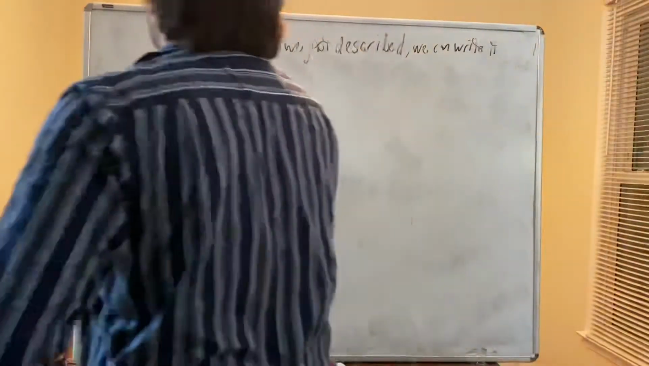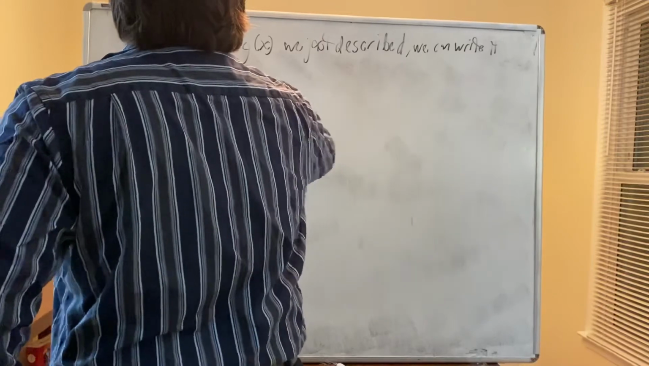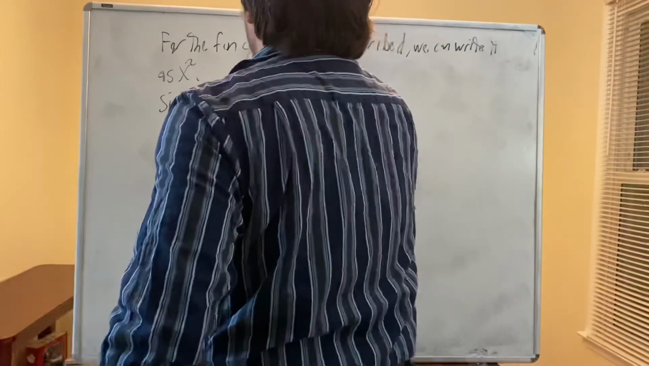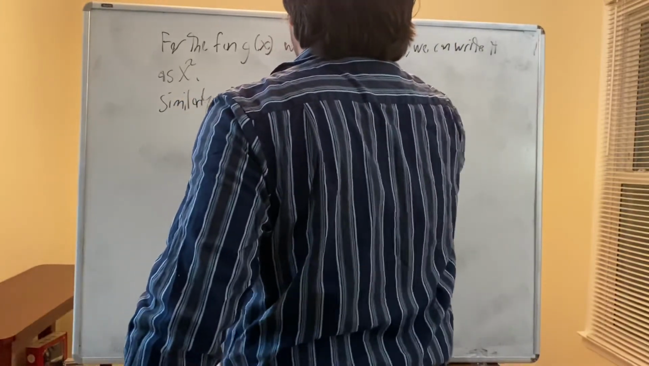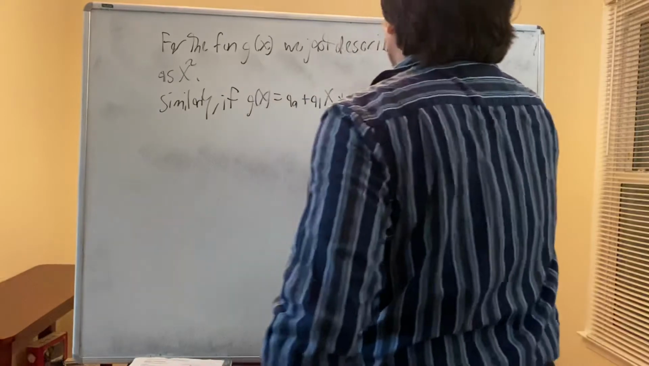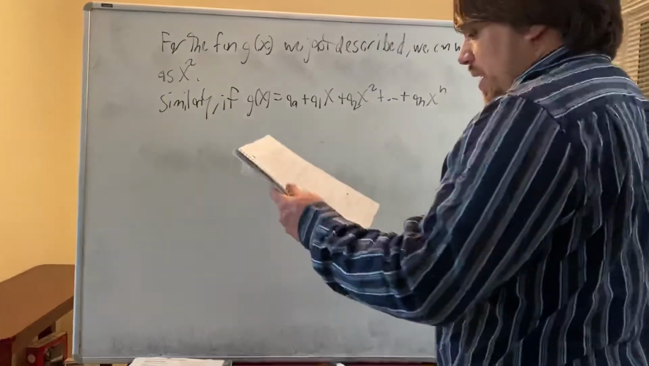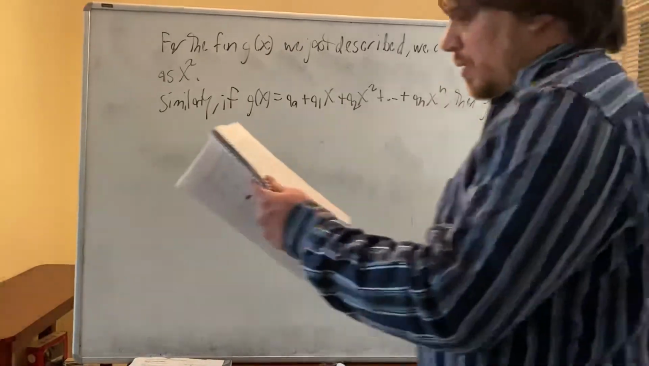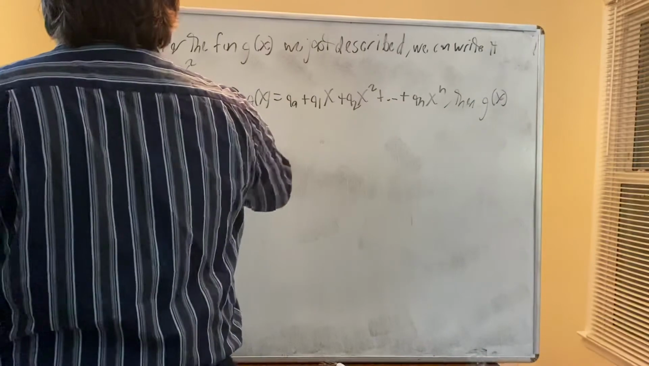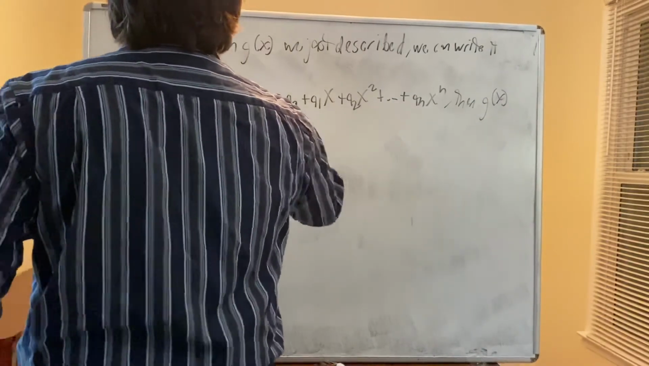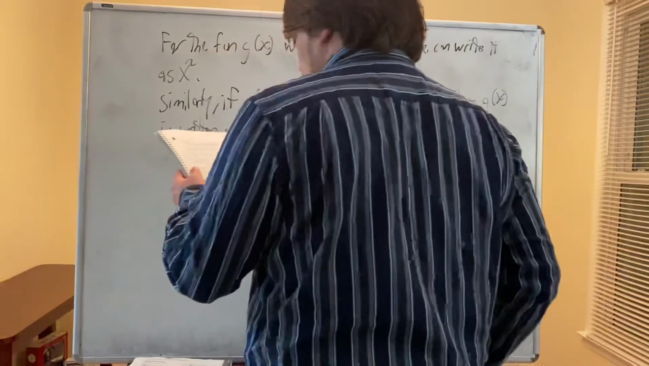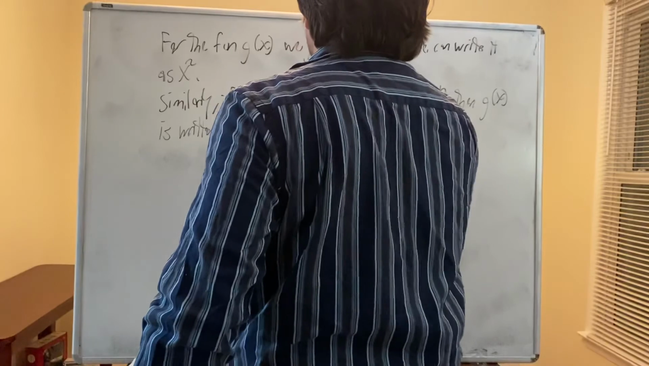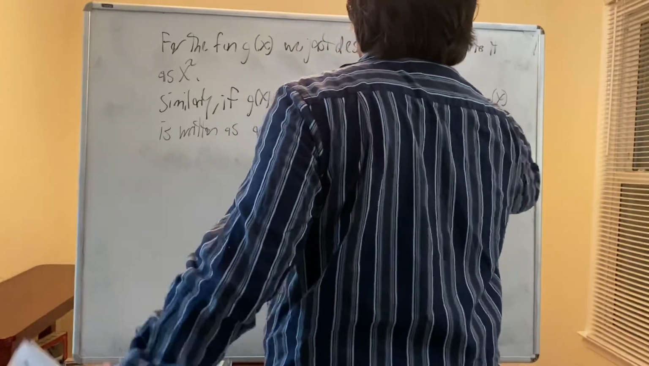Okay. So similarly, if g of x is equal to a naught plus a1x plus a2x squared plus dot dot dot plus an x to the n, then g of x is written as a naught plus a1x plus a2x squared plus dot dot dot plus a sub n x to the n.